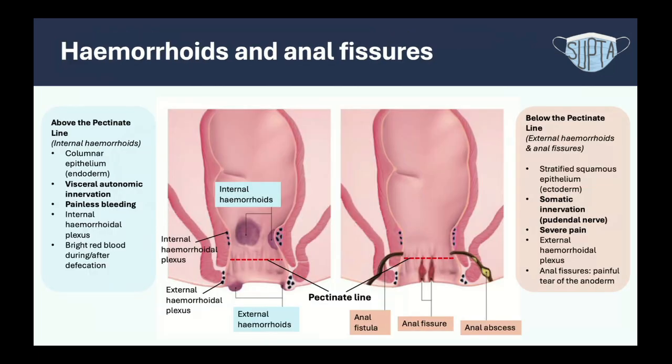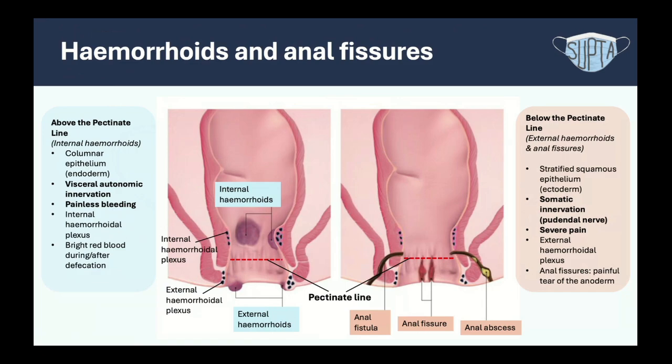Next, I want to talk about hemorrhoids and anal fissures because they often get mixed up. To differentiate between the two, first we should identify a critical anatomical landmark. As someone mentioned, it's the pectinate line. This divides the anal canal into two very different regions with different embryological origins, and also different nerve supply and epithelium. This also explains why some anorectal conditions are painful and some aren't.